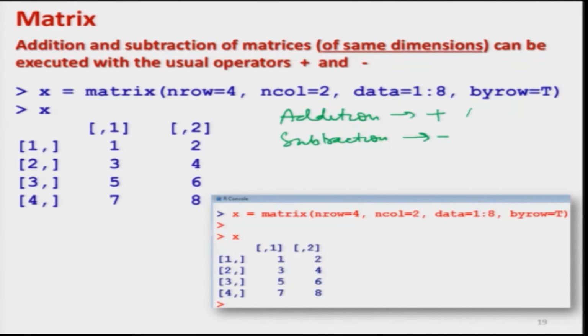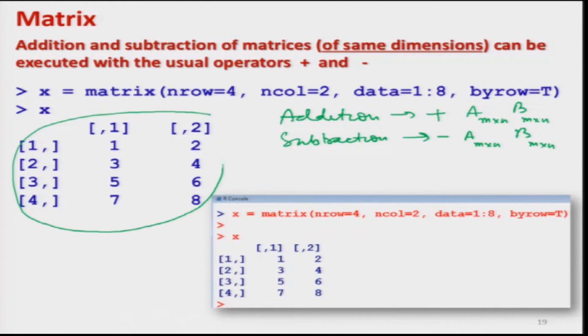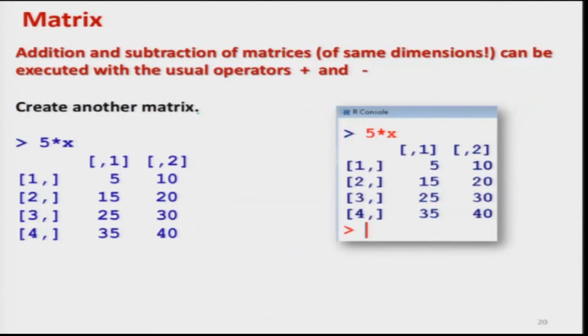So just be careful. When I add two matrices A and B, I assume that they have the same order, say m cross n, and when I subtract two matrices A and B, I also assume they have the same order. That means the same number of rows and the same number of columns. Now I consider the same matrix which I created earlier, and you can see this was another matrix which I created, 5 into x. So now I have two matrices, x which is of order 4 by 2, and another matrix 5 into x which is also of order 4 by 2. So I can add them together.